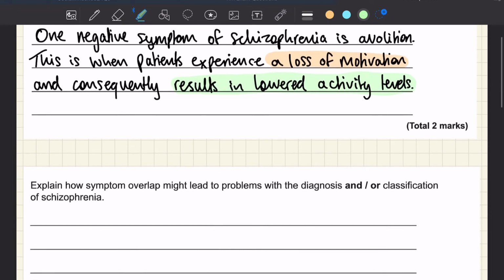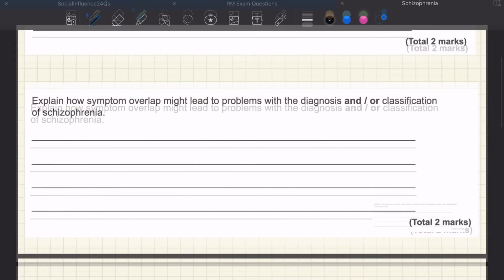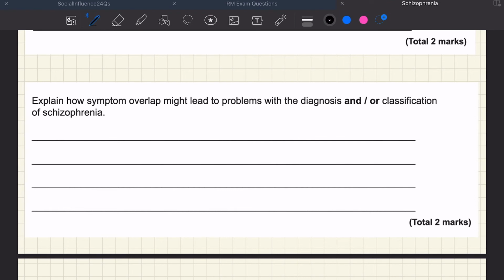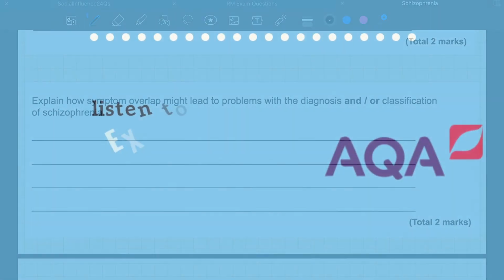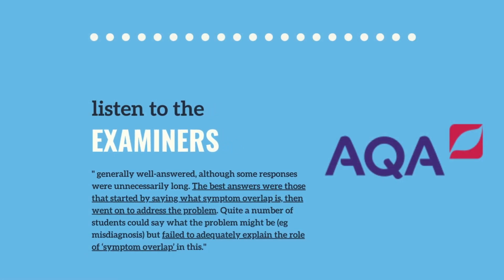So, moving on to the second question in this video, it's again another 2 marker, but this time it's on symptom overlap. Now, the trick here is that it's not just about what symptom overlap is, but rather why it poses a problem for the diagnosis of schizophrenia. Okay, now this was a tricky question at the time. This is what the examiner's report said.